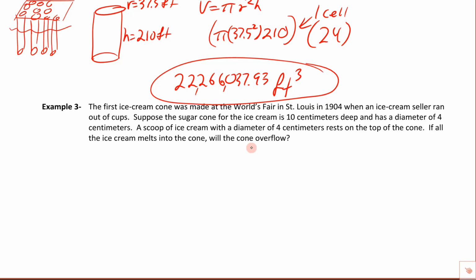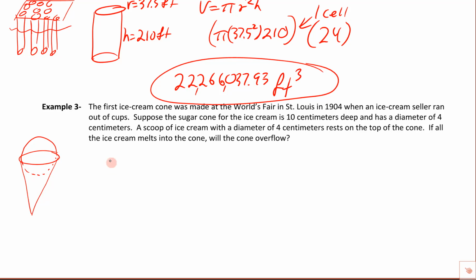Okay, that's an interesting question. So here's the deal. He ran out of cups, so he made a sugar cone. A sugar cone is one of those that you've probably had one of. It's shaped like this. It doesn't have a flat bottom, and we've got this sphere of ice cream sitting in there like this. Okay, so in fact I'll draw this one dotted like that. So we've got a nice ball of ice cream sitting inside that cone, and the question here is, if all the ice cream melts, so say somebody gets distracted, it melts, would it overflow?